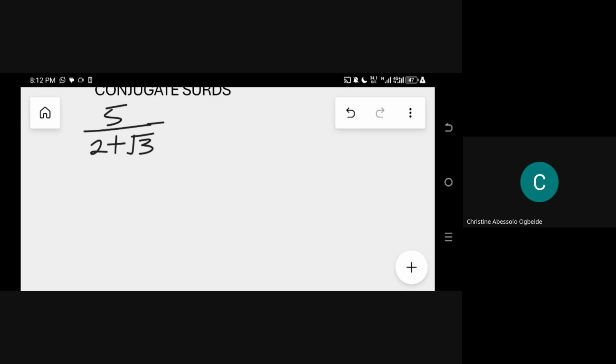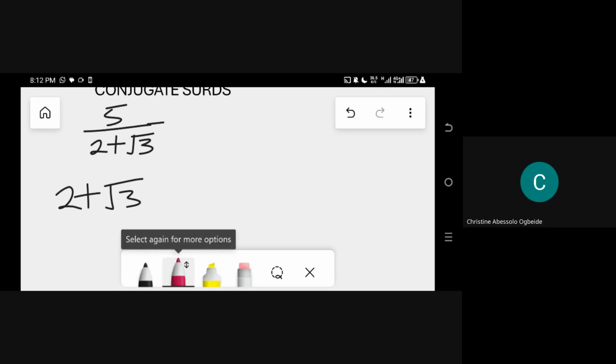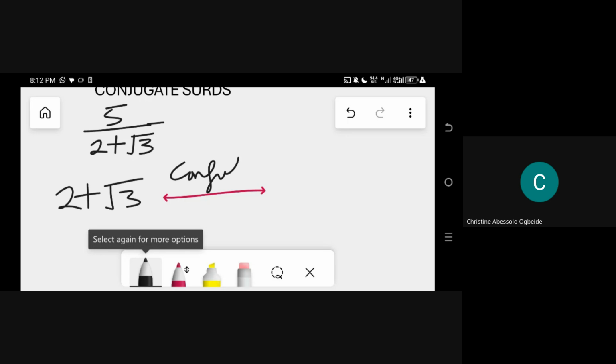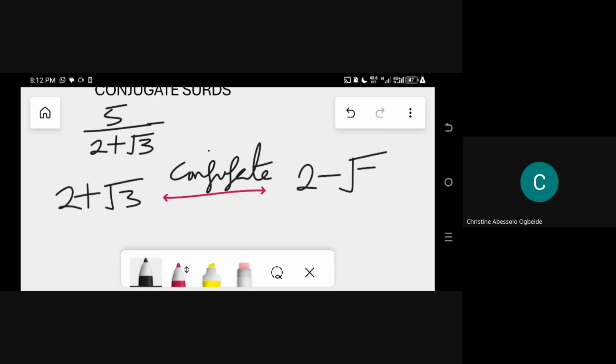That's where you get the number you're using to multiply, from the denominator, not the top. The conjugate of this denominator, if it is 2 plus root 3, will be 2 minus root 3. This is the conjugate. If it is 2 minus root 3, the conjugate is 2 plus root 3. If it is 2 plus root 3, the conjugate is 2 minus root 3.